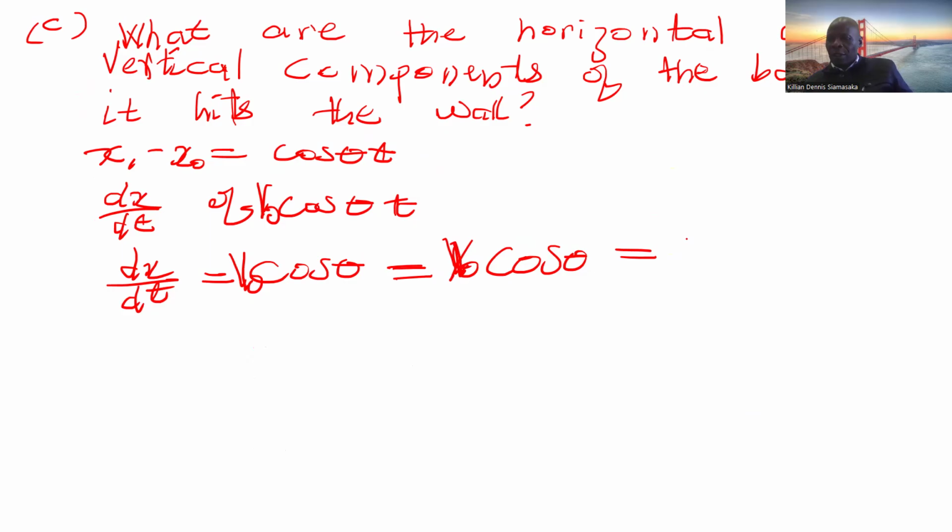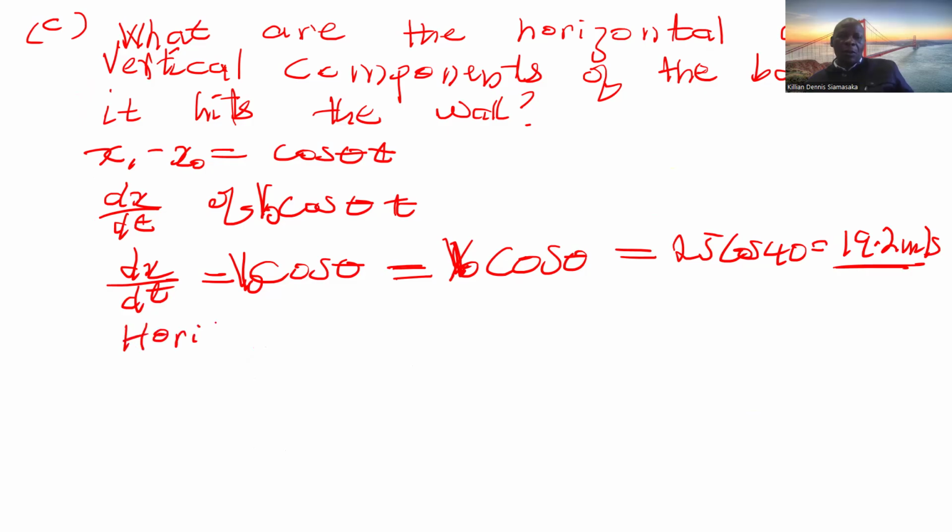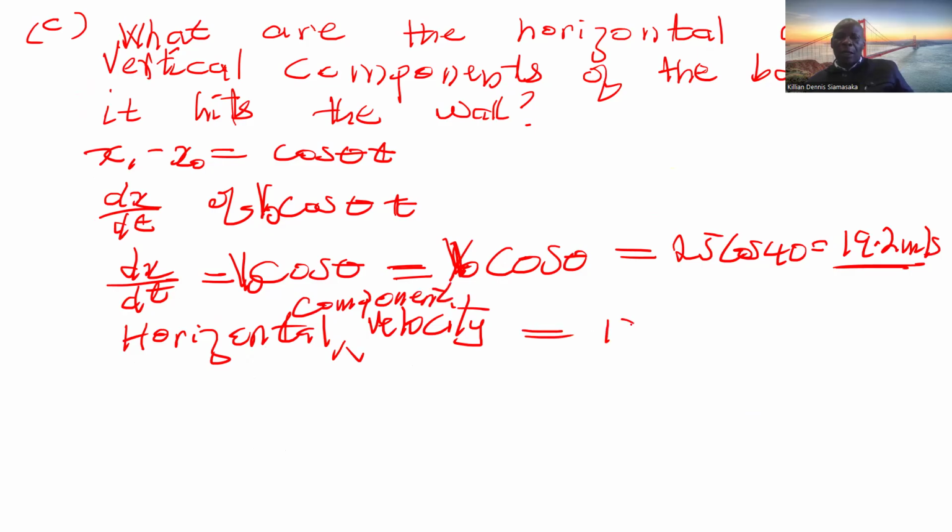And if you substitute this, it gives you 25 cos 40, which is 19.2 meters per second. And therefore, the horizontal component of velocity is 19.2 meters per second.